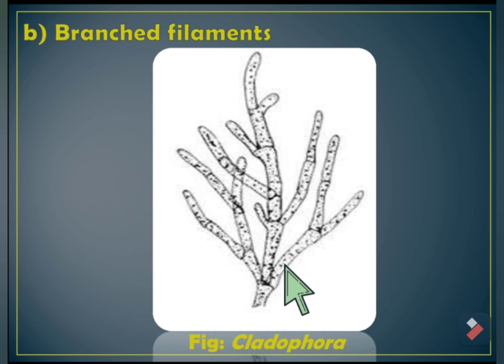And these are examples of green algae which show this type of vegetative structure. They are Cladophora. This one that you are seeing here is Cladophora, and we also have one more, that is Bulbochaete.